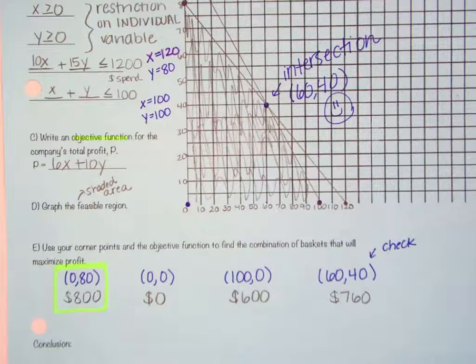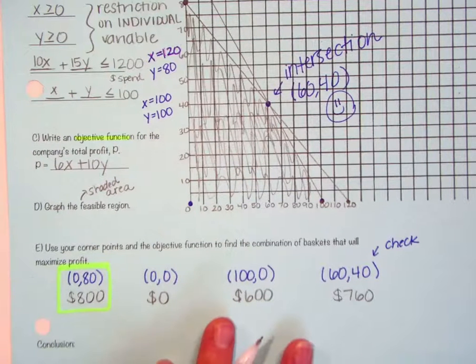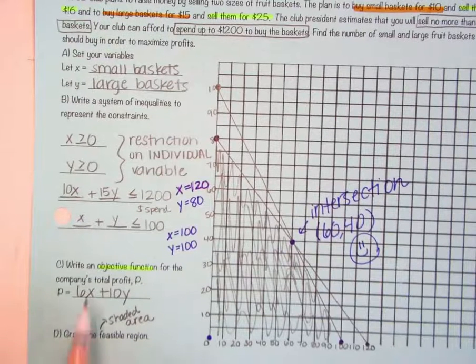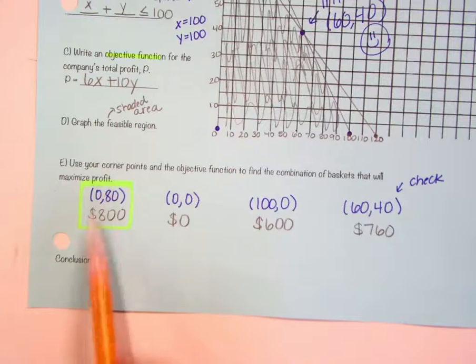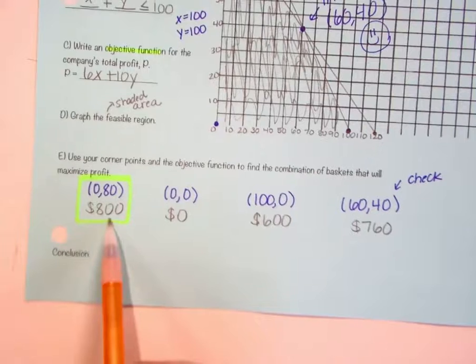Caleb, what was your question? I was thinking for C, wouldn't it be 16x plus 25y? Because you're trying to find the club's profit. But you're trying to find the profit, so that's going to be the difference between what you spent to buy the baskets and what you're making on them. So if you spent $10 to buy the basket and you're selling them for $16, you're making a profit of $6. Does that make sense? Yeah. Okay. If you did that, you would still get the same maximum value. This money value would just be a little bit different.